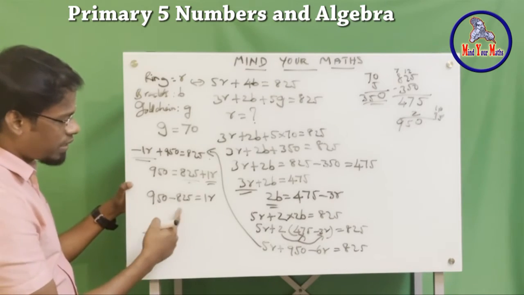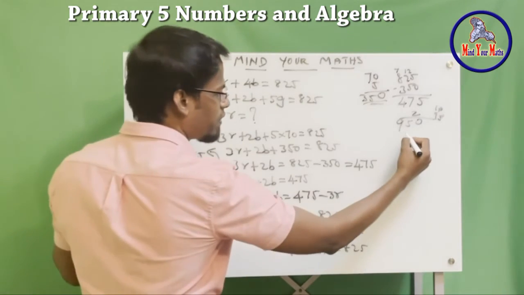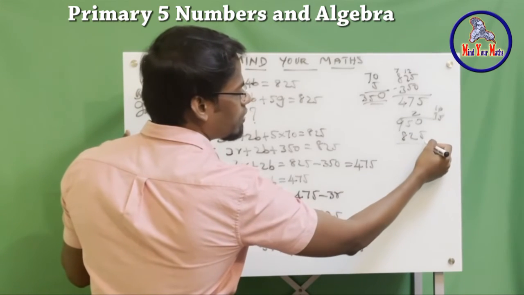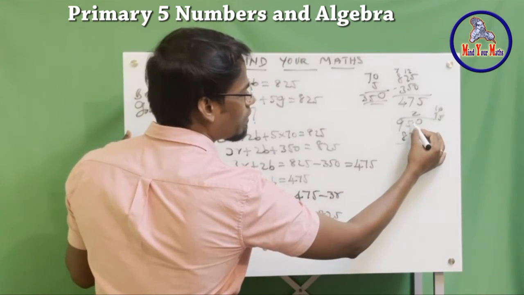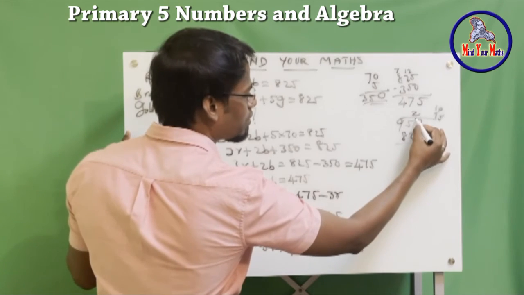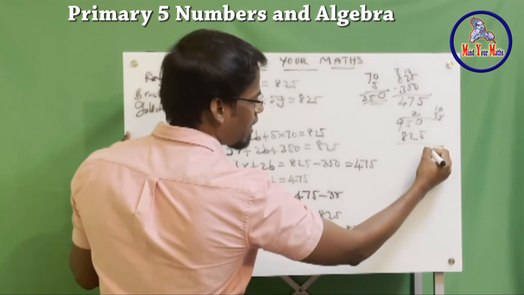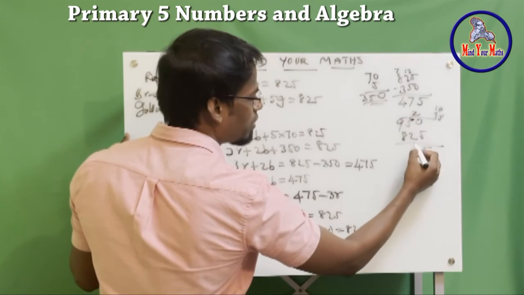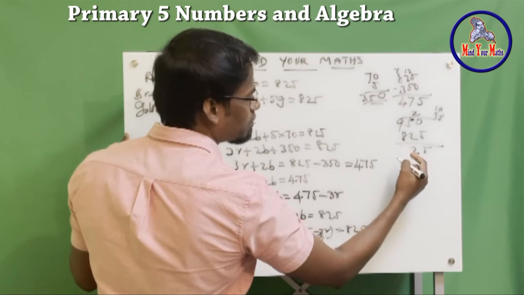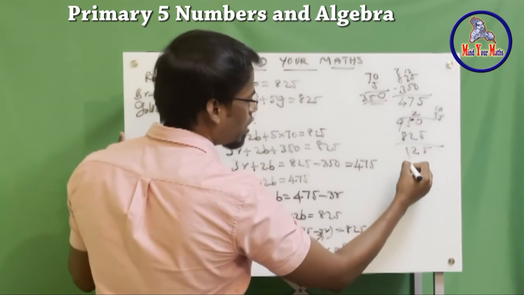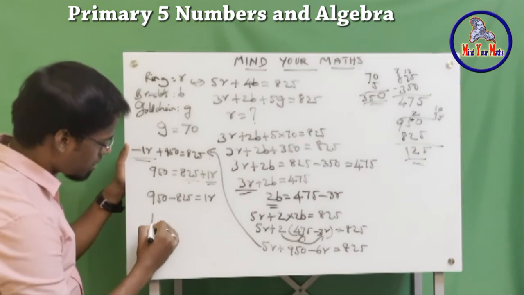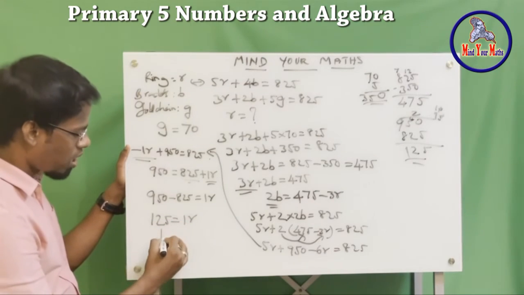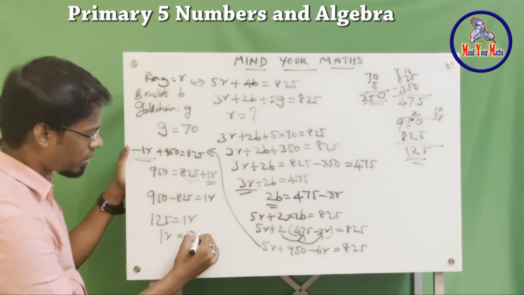So now let's subtract this number, 950 minus 825. In 0 there's no 5, so we borrow 1 from here, the 5 lends 1 here, so this becomes 10. 10 minus 5 is 5. Here we are left with only 4. 4 minus 2 is 2. 9 minus 8 is 1. 125. So 125 equals 1R, or the other way, 1R is equal to 125.